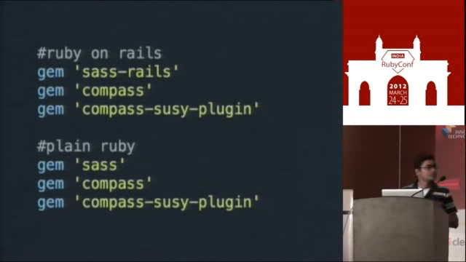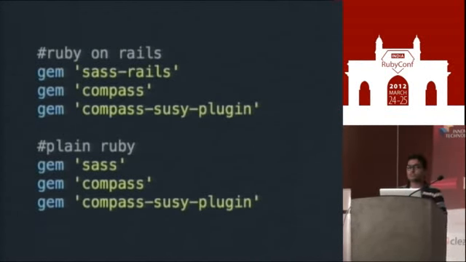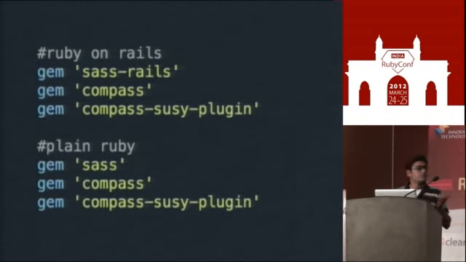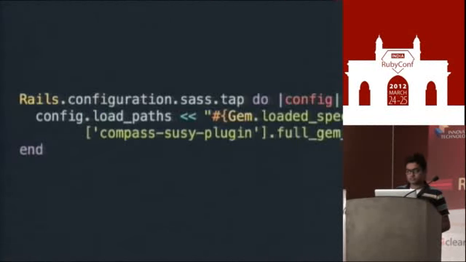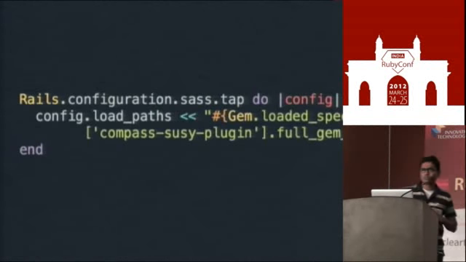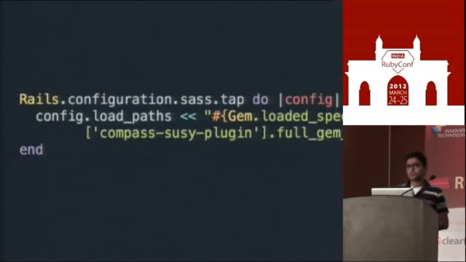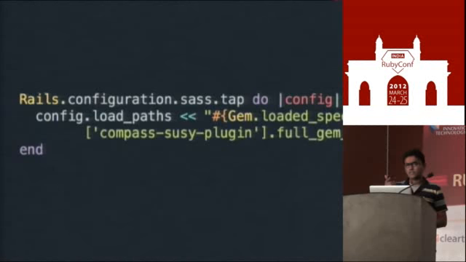So to get started, you add 3 lines of code to your Gemfile. If you are using it with Rails, use sass-rails. If you are using just plain Ruby, just the Sass gem will be sufficient. Run bundle install, and you are done. One thing, the Susy gem doesn't load the Sass files properly in Rails. So if you are using this with Ruby on Rails, you are going to need to add these lines to an initializer.